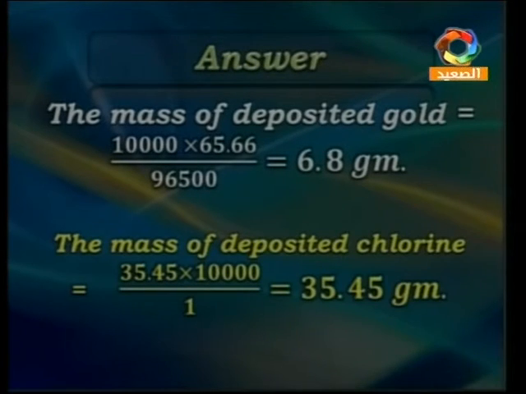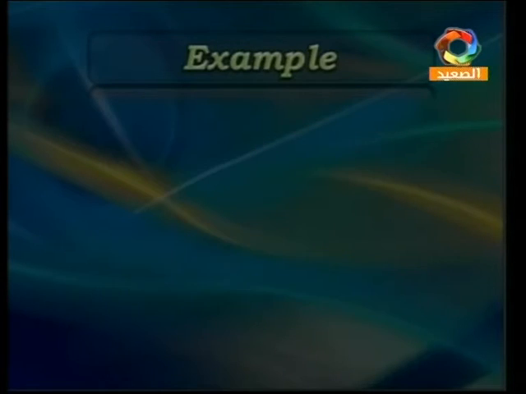And we have another one, the mass of deposited chlorine, 35.45 times 10,000 divided by 96,500, which gives 3.67 gram. It's very easy to know these answers and to answer this type of problems.